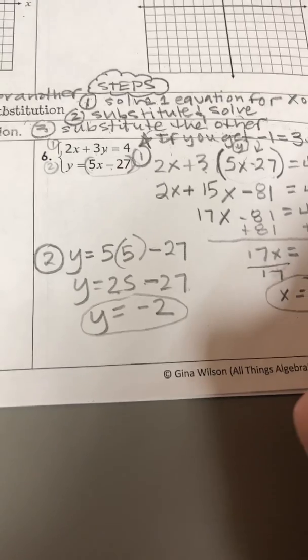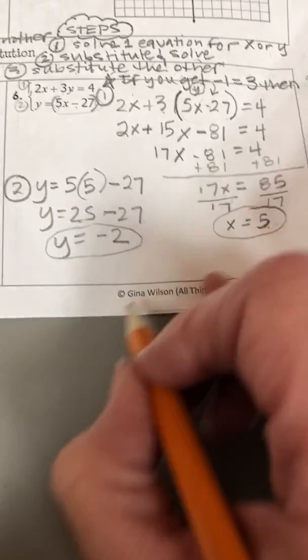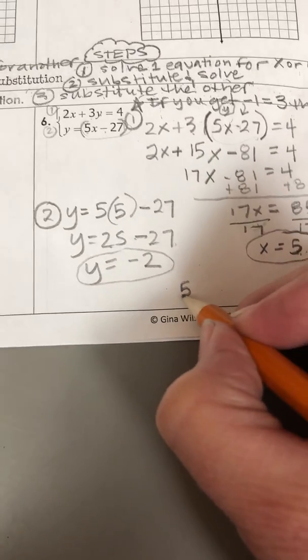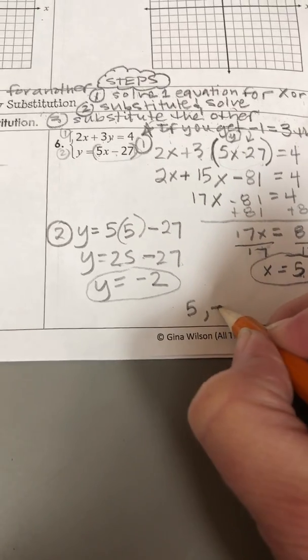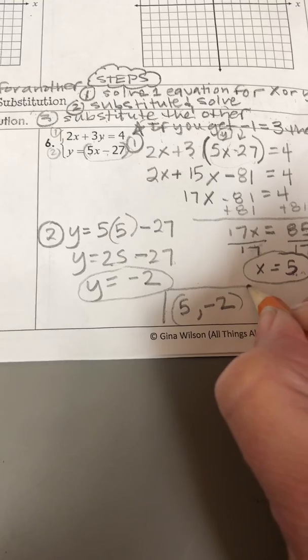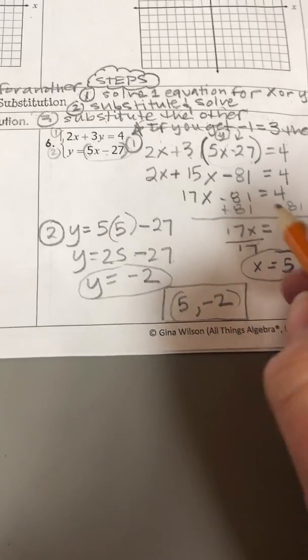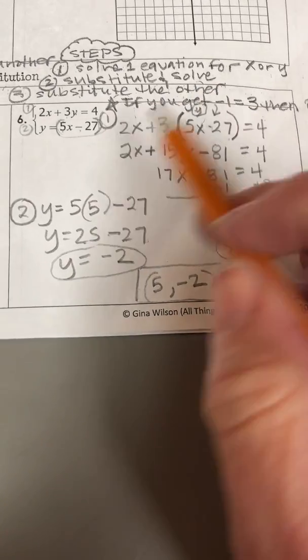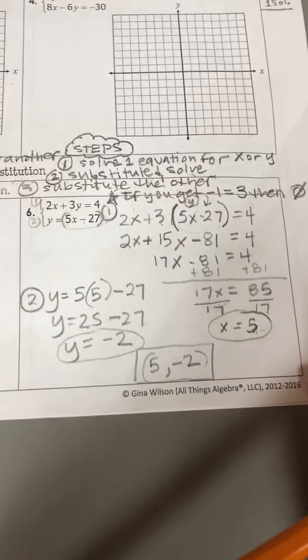So your answer is, we'll circle that. And now I'm going to put it in coordinate pair form. x is 5, because x always comes first, comma, negative 2. That's the ordered pair that makes this true, and this is the solution. I'll just stick with those two for now. Good luck.